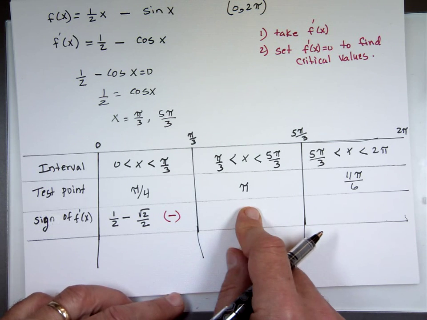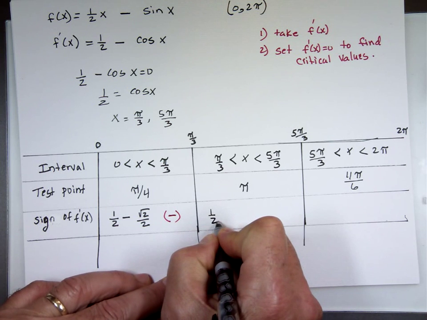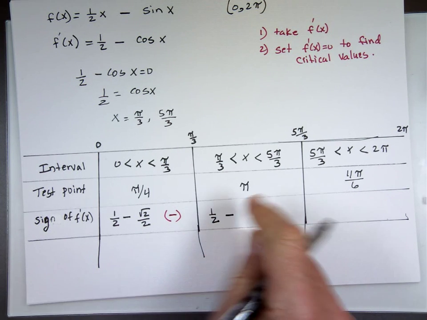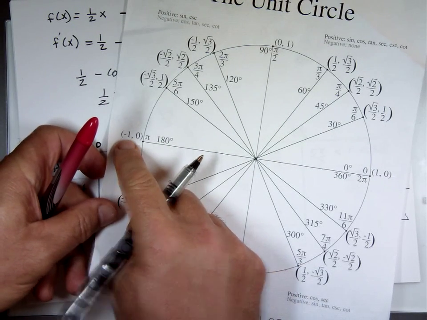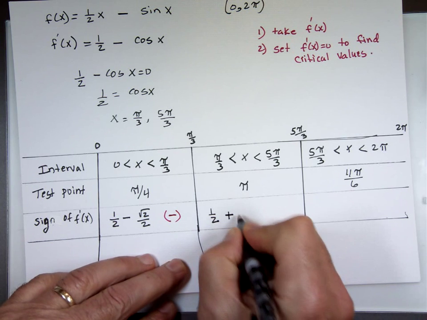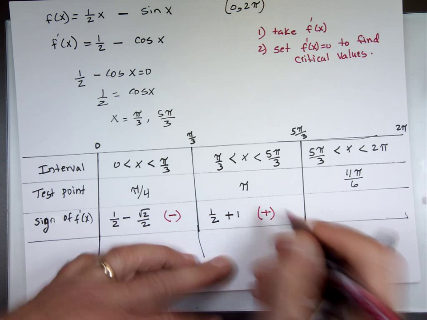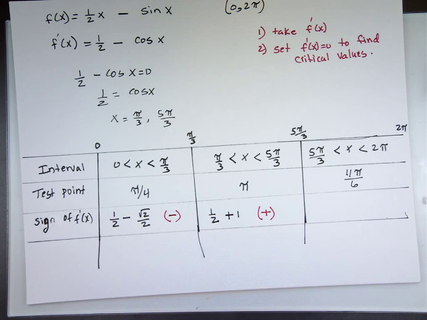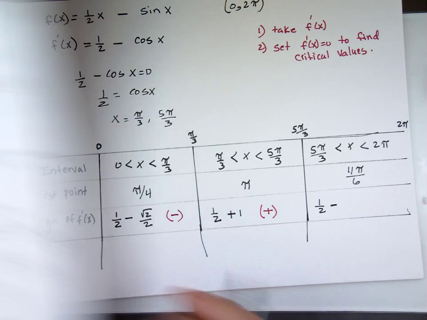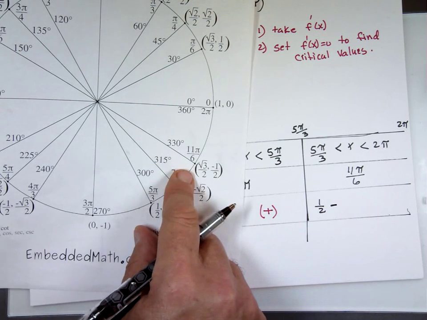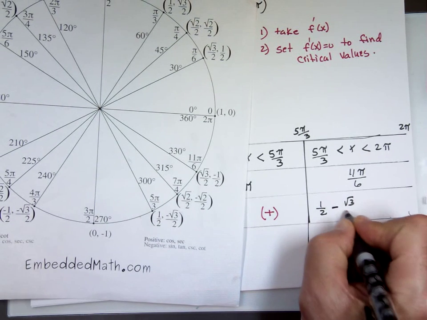This one, pi, is going to be 1/2 minus, what is cosine of pi? Cosine of pi is minus 1. So 1/2 minus a minus, that's plus 1. Is that negative or positive? Positive. The last one probably negative here. What is cosine of 11 pi over 6? Square root of 3 over 2. And that's a negative.